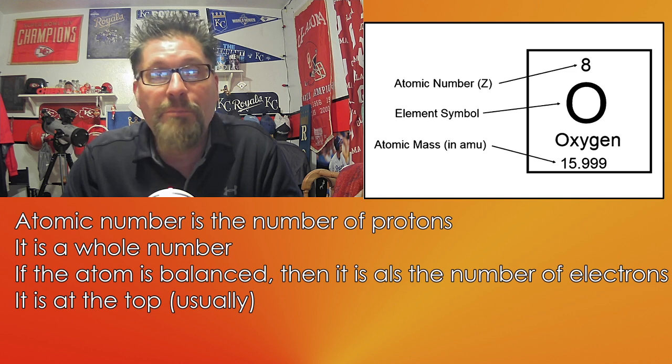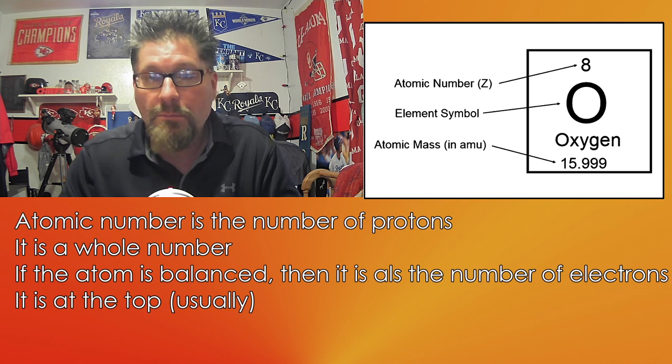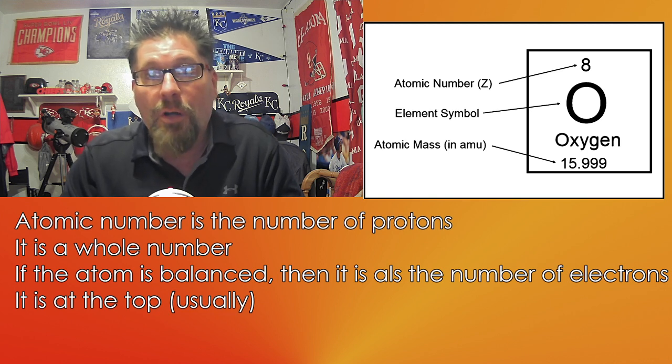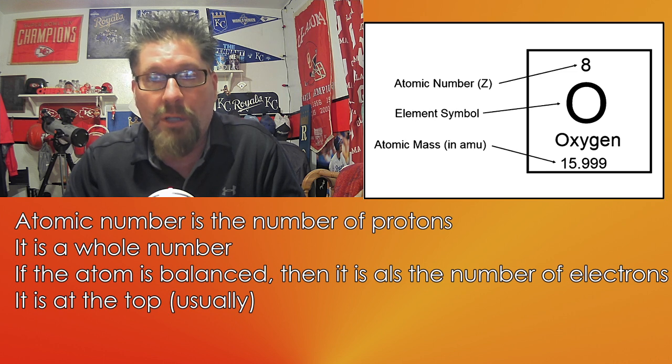If the atom is balanced, meaning it hasn't gone through a bond yet, it's not part of a bond, then the number of electrons is the same as the number of protons. So if you look at the atomic number of a single atom or element that isn't part of a bond, then the atomic number will also identify the number of electrons.